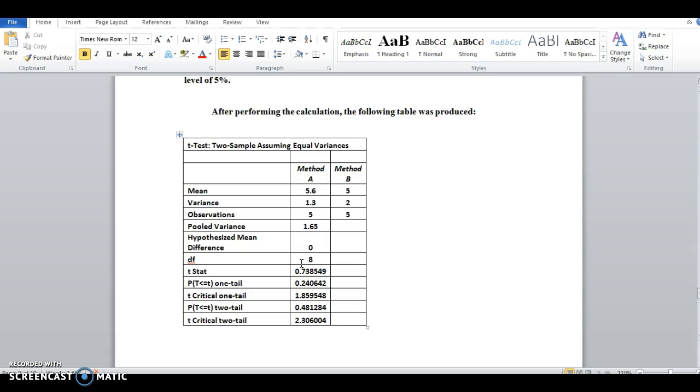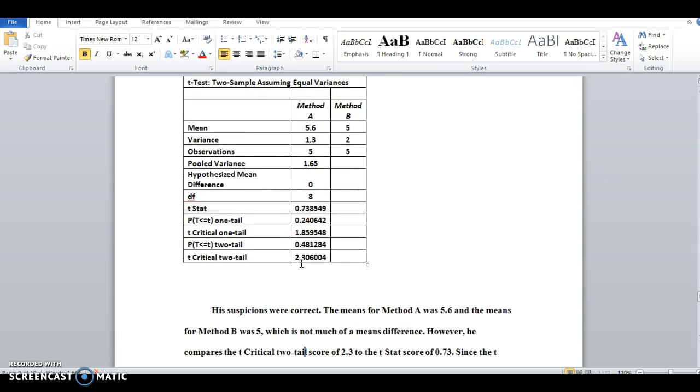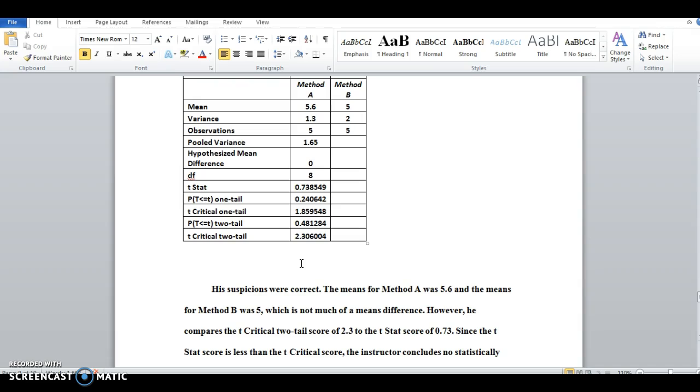So we're going to go down here. The mean was 5.6 for A and 5 for B. Not much. However, he compares the two critical values. So 2.3 and 0.73 right here. These are critical values for each.